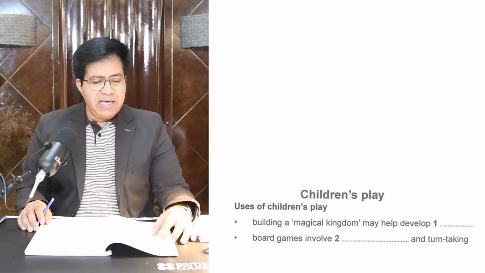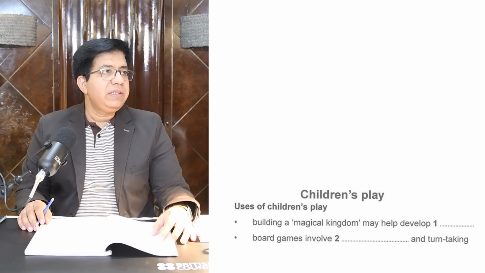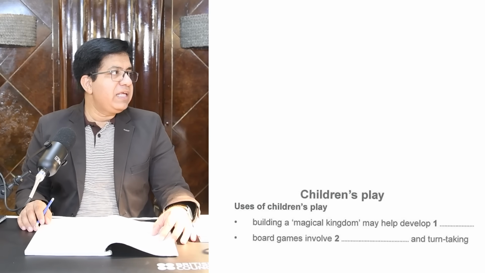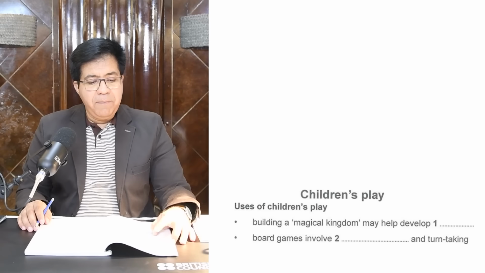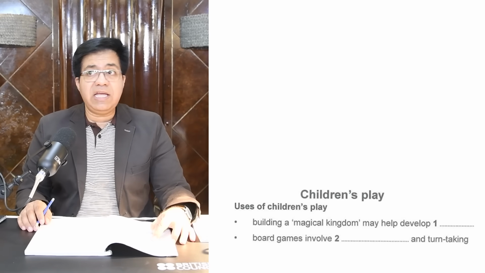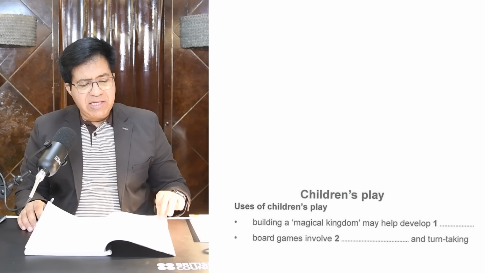Question number 1 is about building a magical kingdom may help develop. Underline the words may help develop. The synonym of develop will give us the answer. And there is a clue word. What's the clue word? Magical kingdom. And it is in inverted commas. So we go back and we look for magical kingdom.